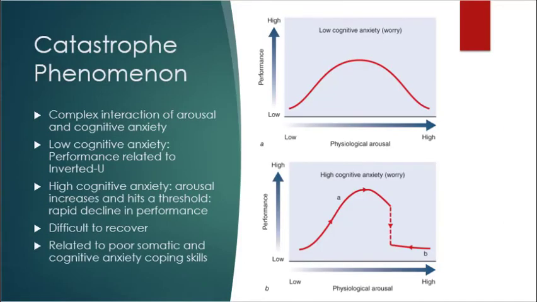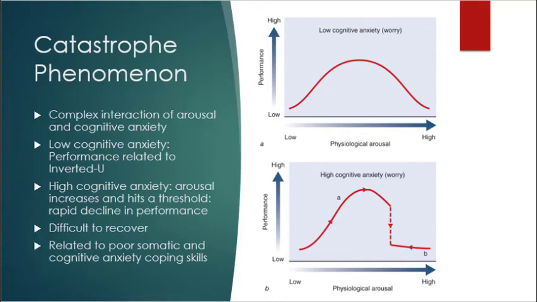The last theory we want to review is the catastrophe phenomenon. Now, this is a complex theory and it deals with complex interactions of arousal and cognitive anxiety. It indicates that when you have low cognitive anxiety, the performance is going to be more related to the inverted U hypothesis. However, if someone has high cognitive anxiety, as arousal increases, it will hit a threshold.